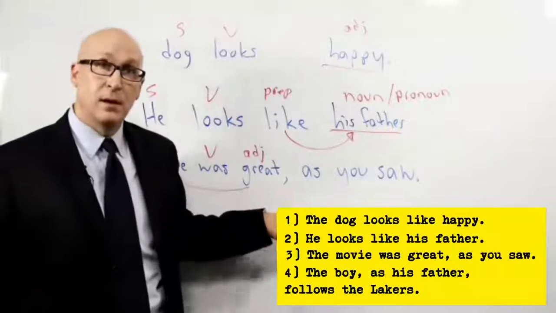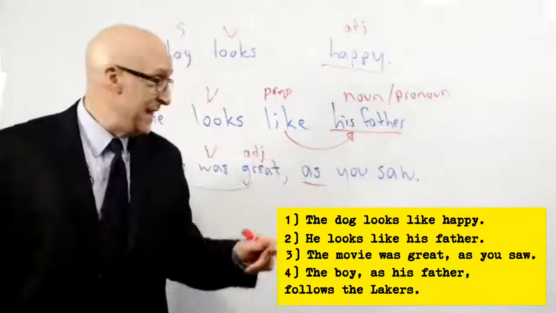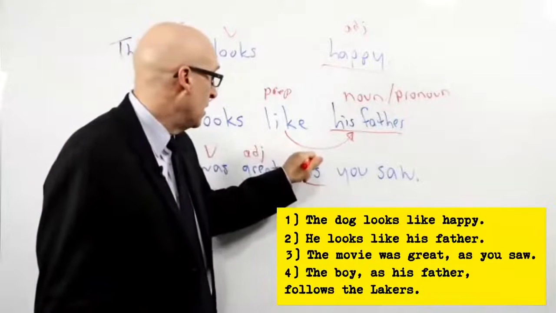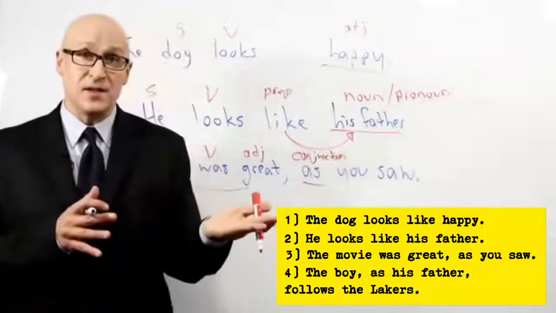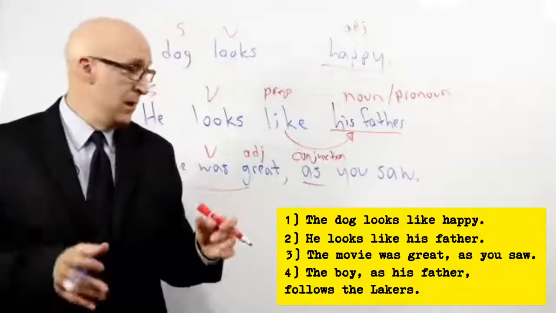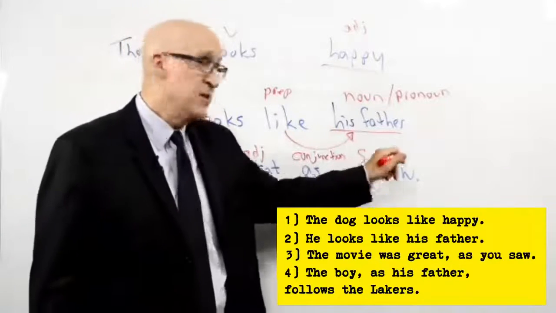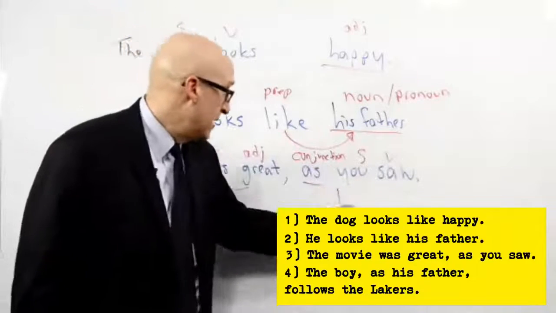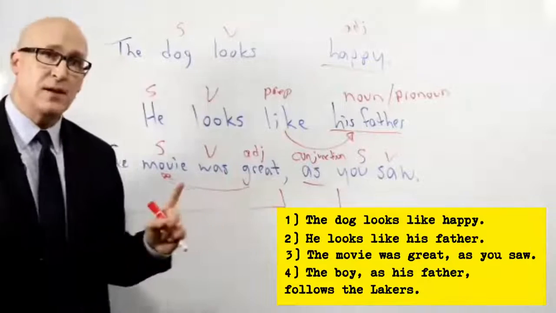Then we have a comma. Then we have as. Remember what kind of word as is. It's a conjunction. And conjunctions do what? They connect clauses. And a clause is a subject and a verb. Do we have one? We do. We have subject you, verb saw. So this and this, they're both clauses.